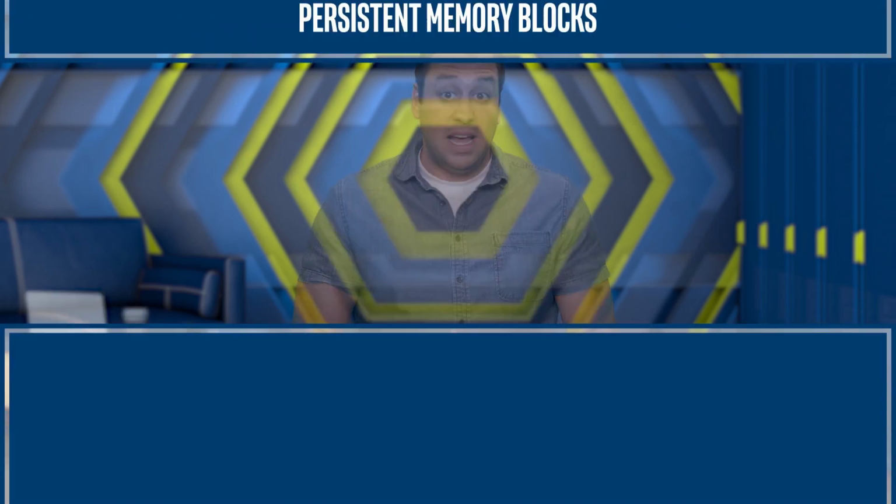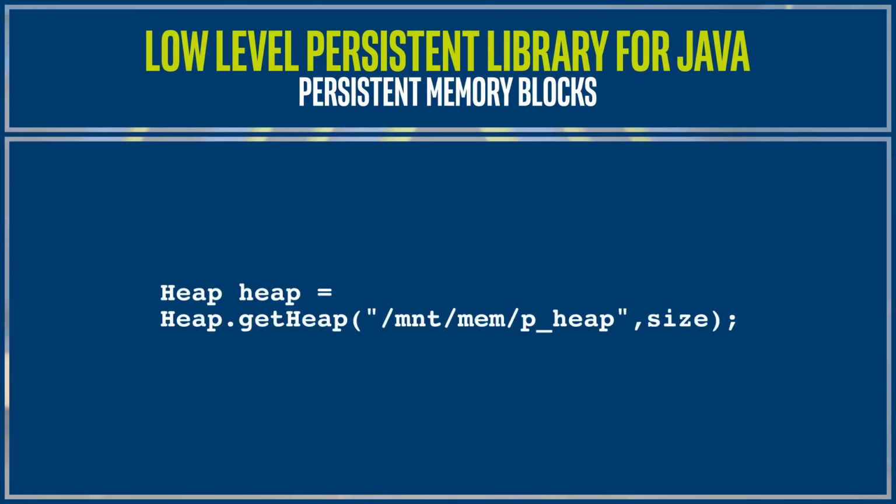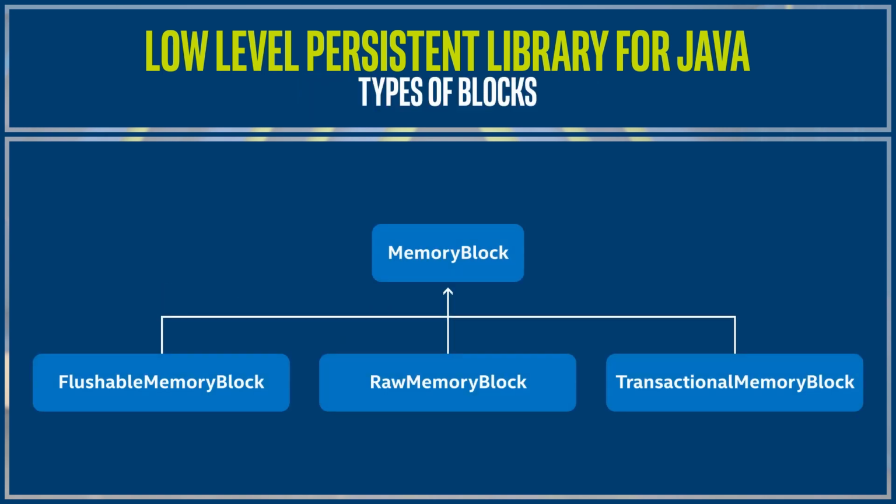LLPL gives us two main abstractions: persistent memory blocks and transactions. Persistent memory blocks are exactly what their name suggests. That is, a continuous block of memory carved out of a persistent memory heap. Under the hood, this persistent heap is actually a memory map file stored on a persistent memory device. We can create and open a heap using getHeap. In LLPL, there are three types of blocks: raw, flushable, and transactional.